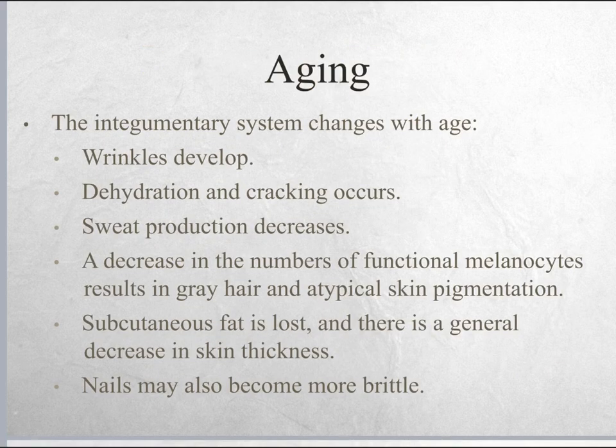Aging. So what happens to our integumentary system, our skin, as we age? So first and foremost, wrinkles develop. Secondly, dehydration. Our body, that uppermost layer, becomes more dehydrated, which can lead to an increase in cracking. Sweat production decreases. We get a decrease in the numbers of functional melanocytes. This results in gray hair and atypical skin pigmentation.